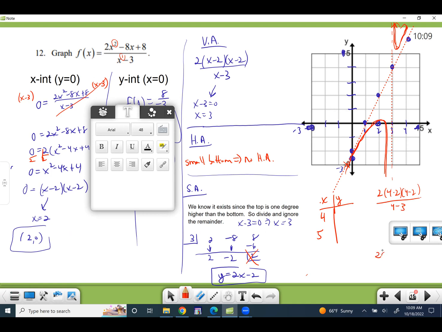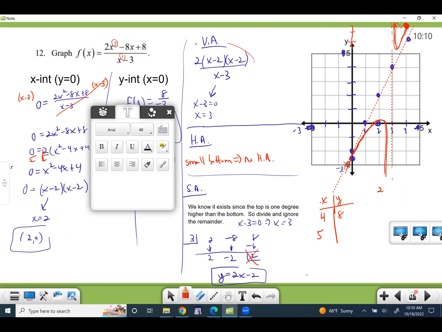Okay, so we got 2, 4 minus 2 is 2, 4 minus 2 is 2, 4 minus 3 is 1. Sorry. 2 times 2 times 2 is 8. 8 divided by 1 is 8. So you would get 4, 8. So we'd be way up here at 4, right? We'd be at some value 8, which is not even on our graph anymore, right? 6, 7, 8. We'd be way up here, probably about right there. Okay, so we're looking really good. And then you would plug 5 in, do the same math, right?